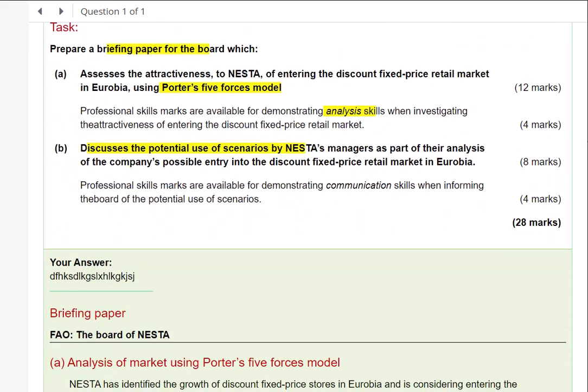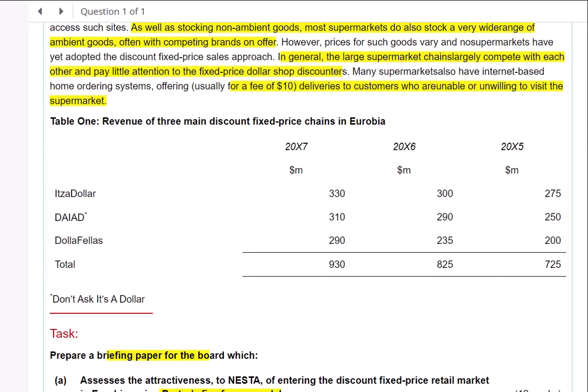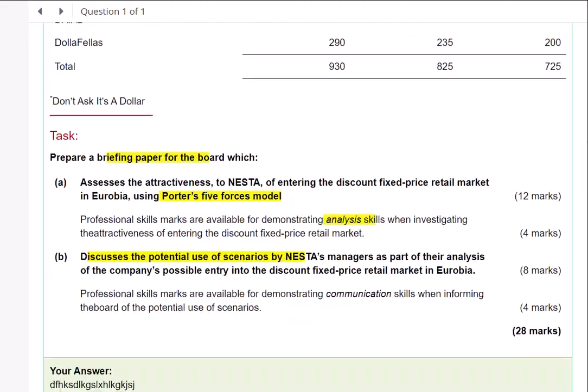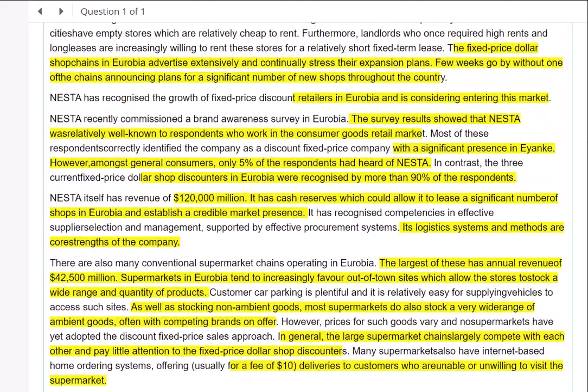Now let's discuss the part B requirement. Discuss the potential use of the scenario by the Nesta manager as a part of their analysis of the company's possible entry into the discount fixed price retail market in country E. So basically, you have to discuss the possibility of entry, and again, they are talking about the communication skills. So make sure that you address your concern very properly according to the communication skills. It's not compulsory that you just write in favor or against. You can take whatever view you want to write down.